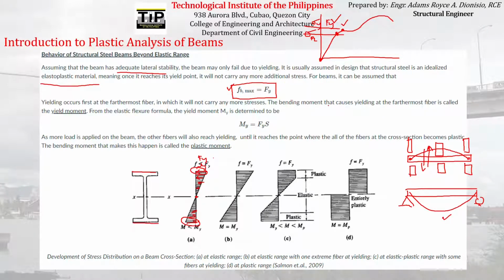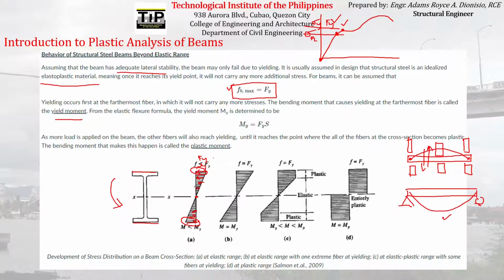Okay? The bending moment that causes yielding at the farthermost fiber is called the yield moment. So yung bending stress na naka-apply dito sa beam natin na 'to, that resulted to the stresses like this, yun yung tinatawag natin na yield moment, okay?